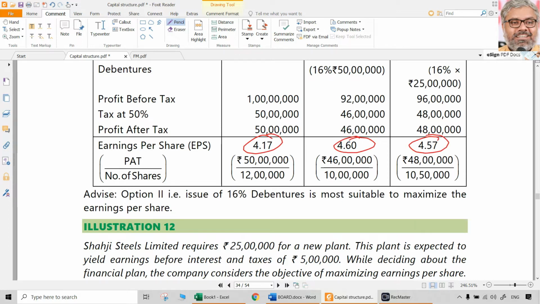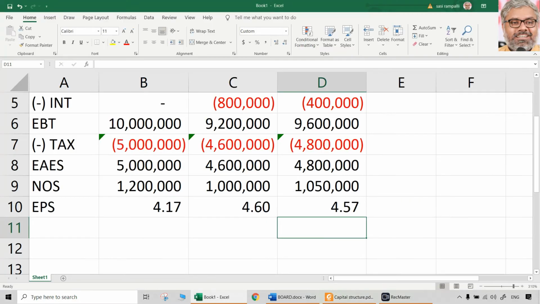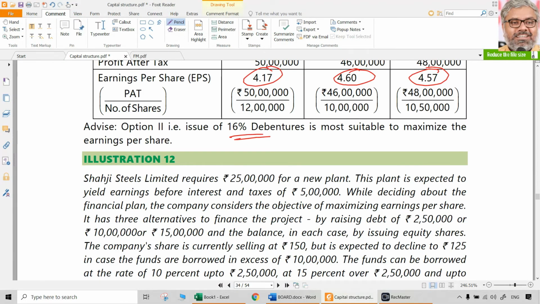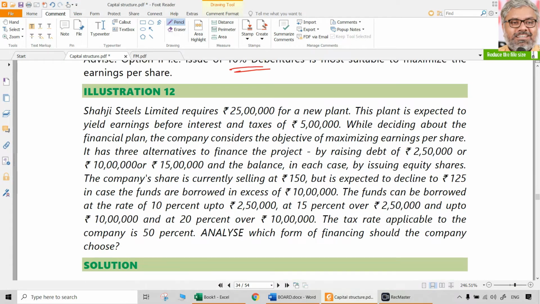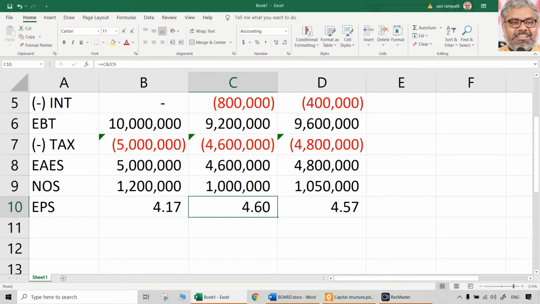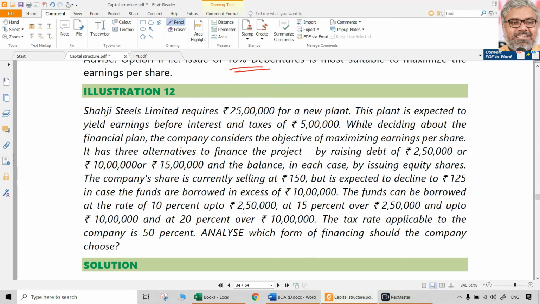So obviously, which is the best one? Option 2 is best, where the entire amount is raised through debt, because it is giving the maximum EPS. That's all. Just one line conclusion. Don't write stories. Okay. That is EBIT EPS analysis.